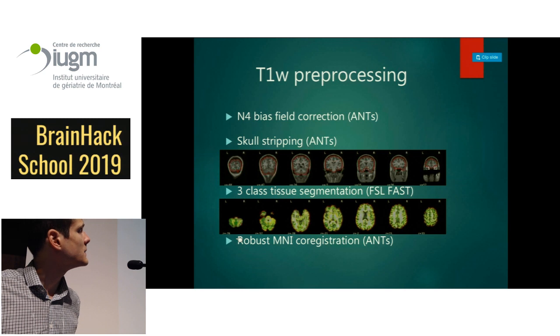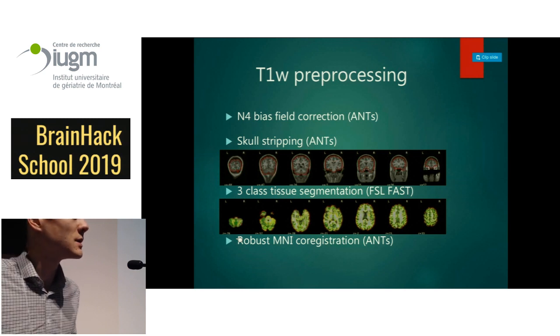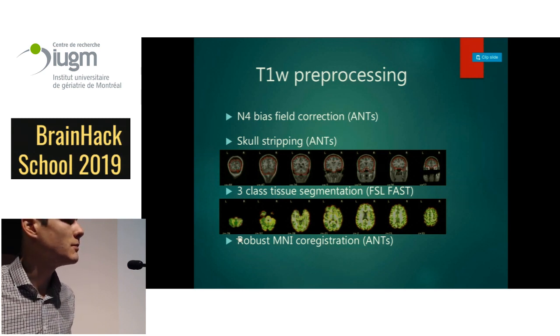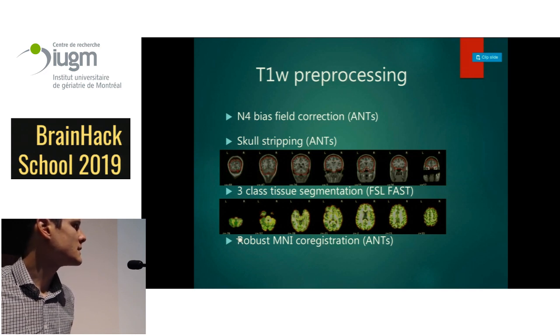This uses ANTs, which is a toolbox mainly for anatomical image processing. After that, you have a really basic segmentation that separates the brain into three classes: the white matter, the gray matter, also the subcortical gray matter, and the CSF. Then the next step is fMRI co-registration, which uses ANTs again.